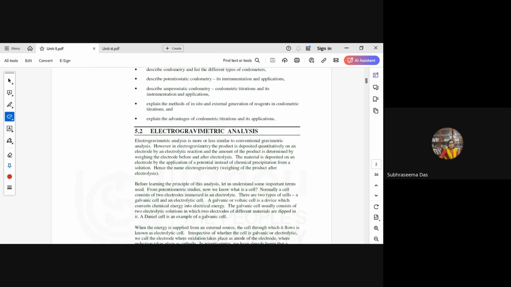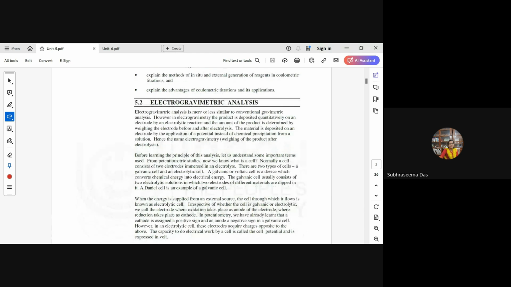So before going into the details of electrogravimetry, we need to first understand the actual meaning of the term electrogravimetric analysis. Actually, the term gravimetry indicates the weight of the material before and after the chemical reaction. So in general, we can say electrogravimetric analysis implies the weight of the material that is deposited after the process of electrolysis. So, commonly, this is referred to as electrogravimetric analysis.